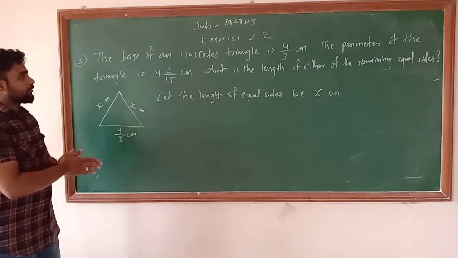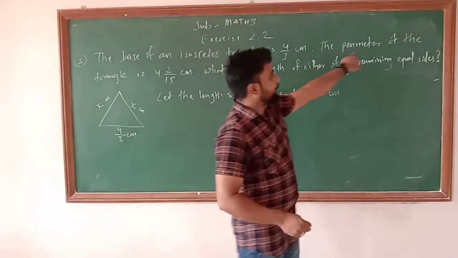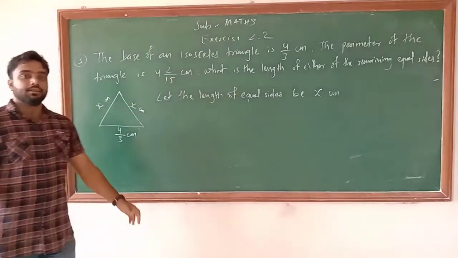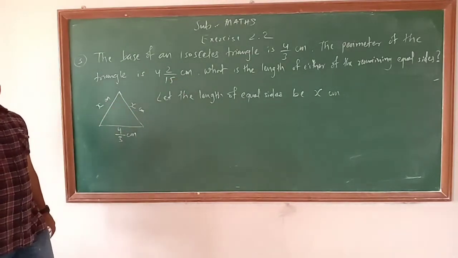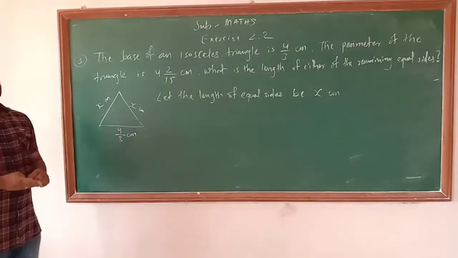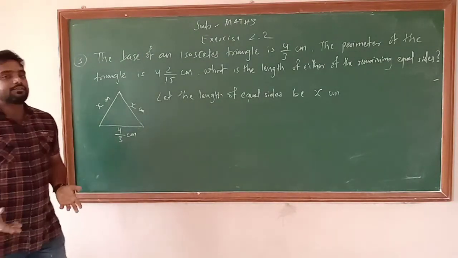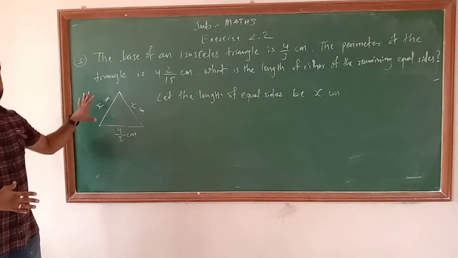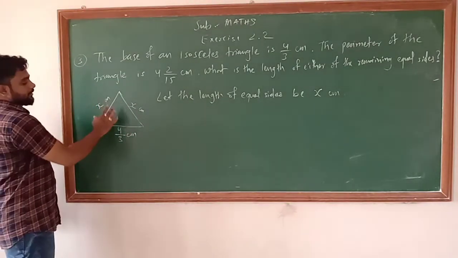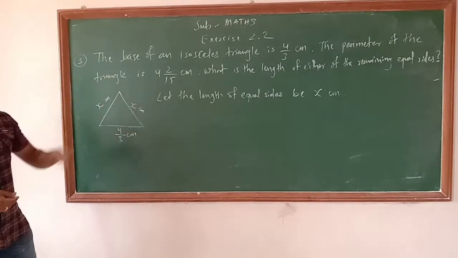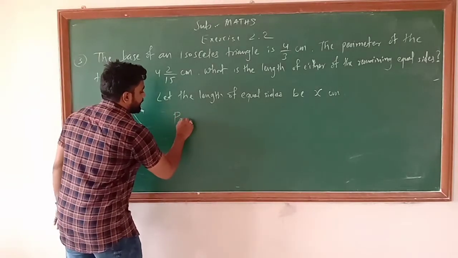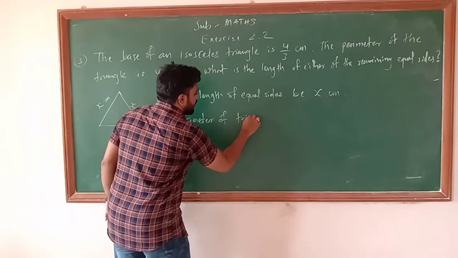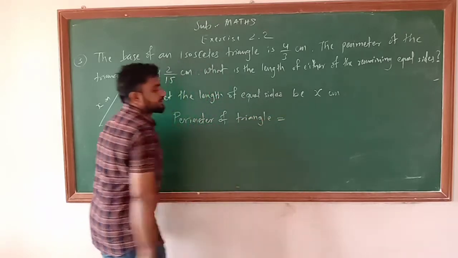Okay, now what it is given to you in the question is that the perimeter of the triangle is 4 integer 2/15 centimeter. That means what? You have to use the formula for the perimeter of triangle. And listen here, the perimeter of any shape is nothing but the summation of all the sides. So here the perimeter of the triangle means the summation of all the three sides of a triangle. So the formula is perimeter of triangle is equal to the summation of all the sides.